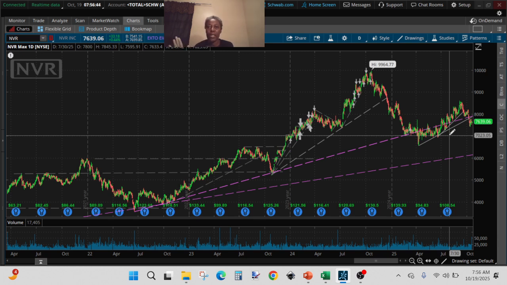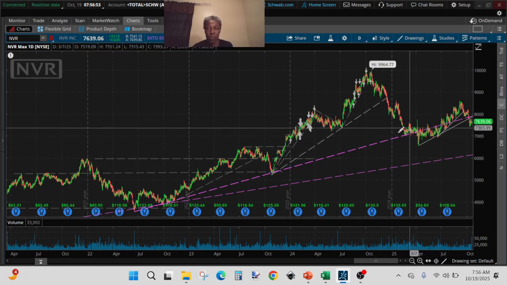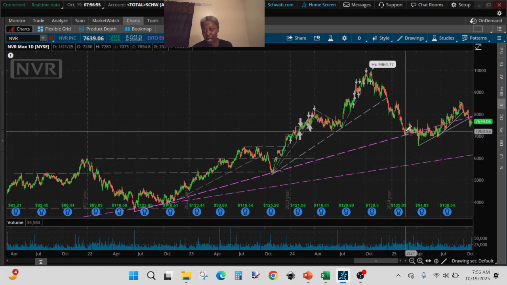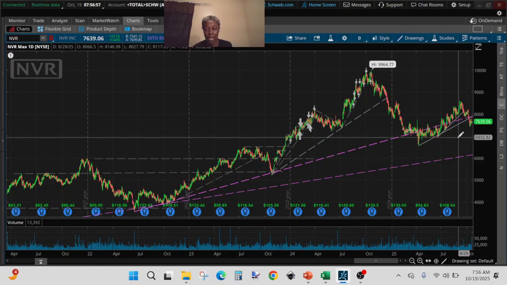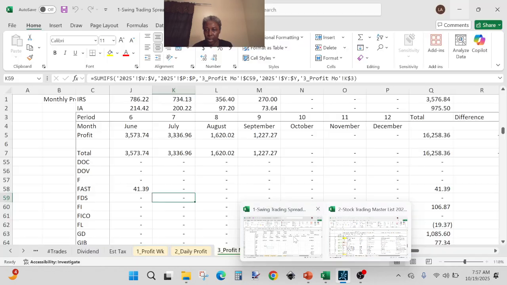That way I know that the stock is going up from the support line that I like to buy. If it's not around the support line that I like to buy, it does not matter to me. I'll just analyze it and go to the next. So that is NVR. And while we are talking about NVR, we can go to our record here for NVR.